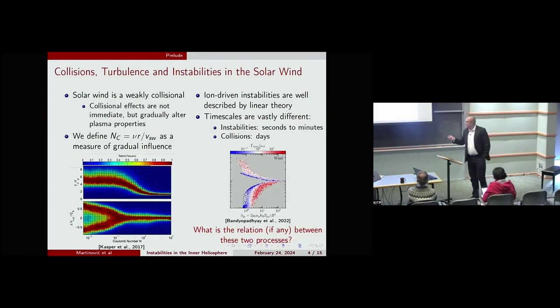And this is an illustration by Justin Kasper that shows the ratio between temperatures of alphas and protons versus the Coulomb number, and also the drift between the two populations. What we can see is that as soon as you get into the collisionally old wind, the drift and the temperature difference disappear. So things get isotropized and completely pacified.